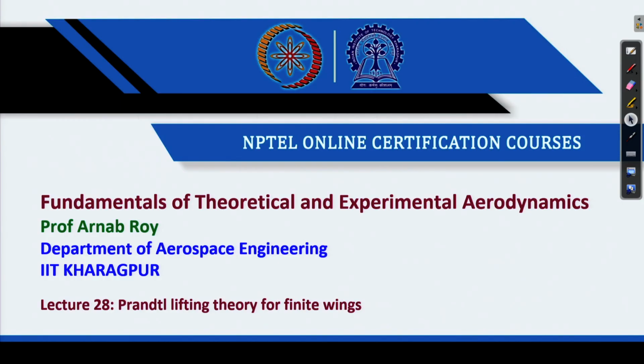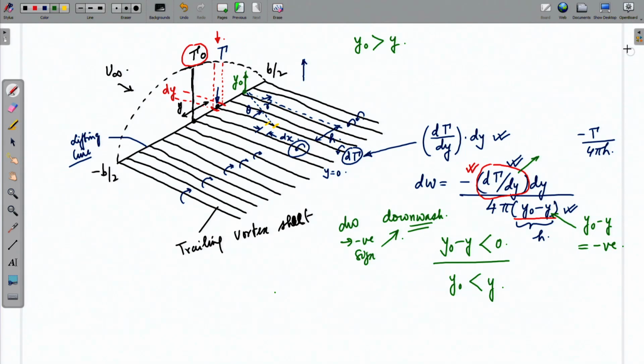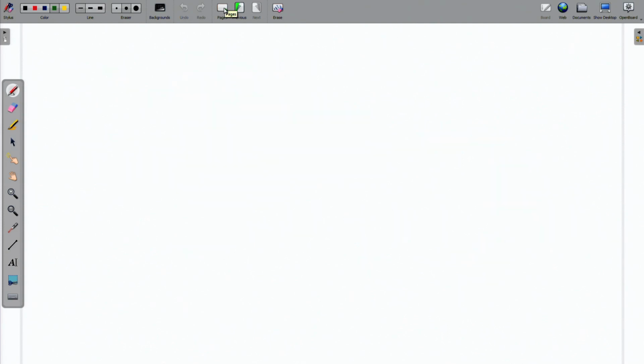In this lecture, we continue to discuss Prandtl's lifting line theory. In the previous lecture, we had discussed the trailing vortex sheet, a continuous distribution of gamma along the lifting line, which was proposed by Prandtl, and then based on this model, he finally came up with the lifting line theory. So, let us take this concept forward.